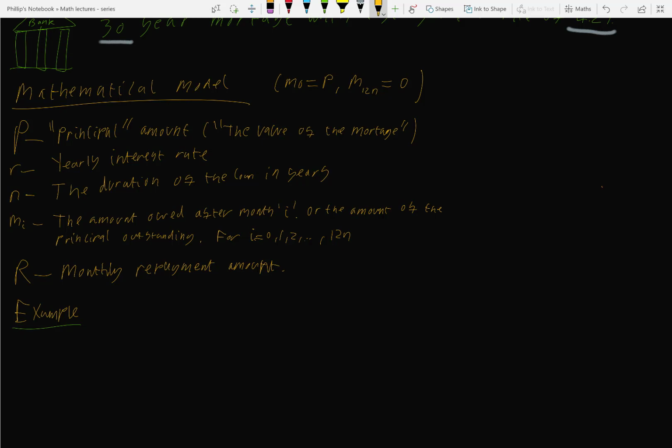This model will guarantee that after the last month in the time period, we pay back all of the capital of the mortgage. There'll be no interest applied after this month, because there'll be nothing left outstanding, because interest is only paid on the outstanding amount. So I'll give you an example.